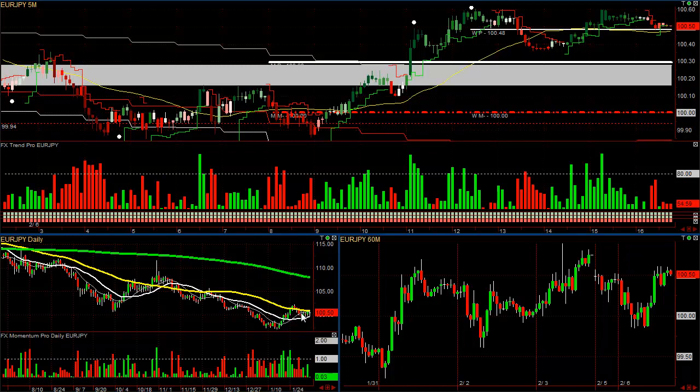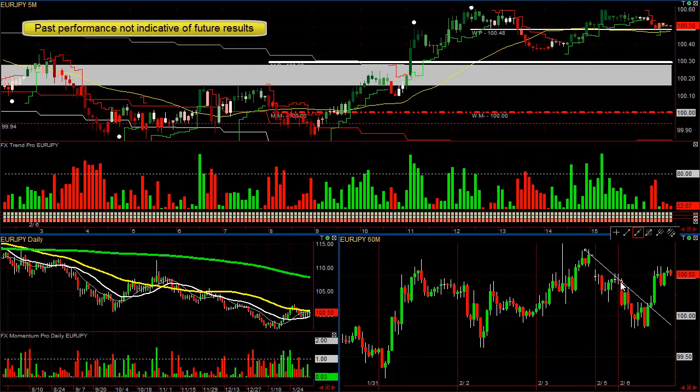By looking at multiple time frames, you know when a trade's not very likely to be one that's going to move a lot of pips. But again, on the hourly chart, you also have a nice little trend line break right here.